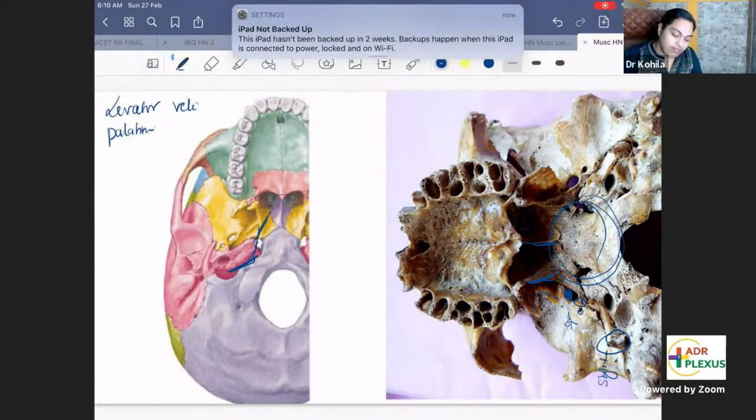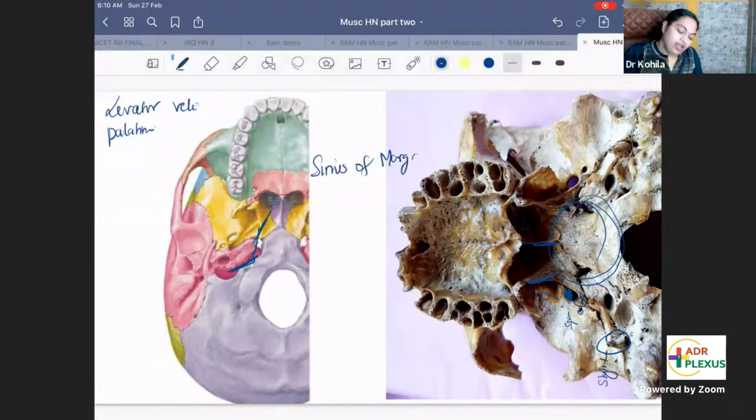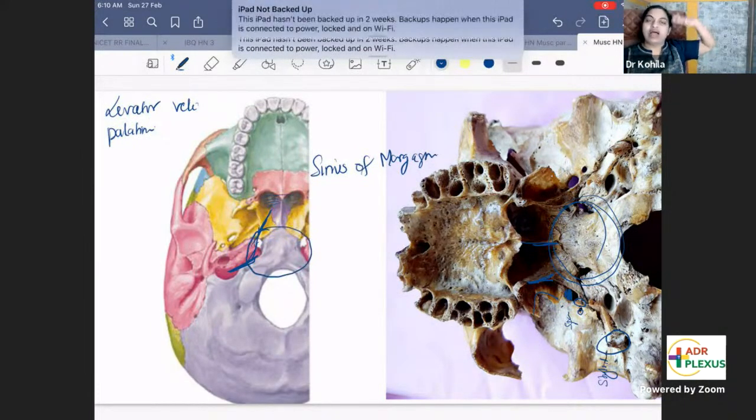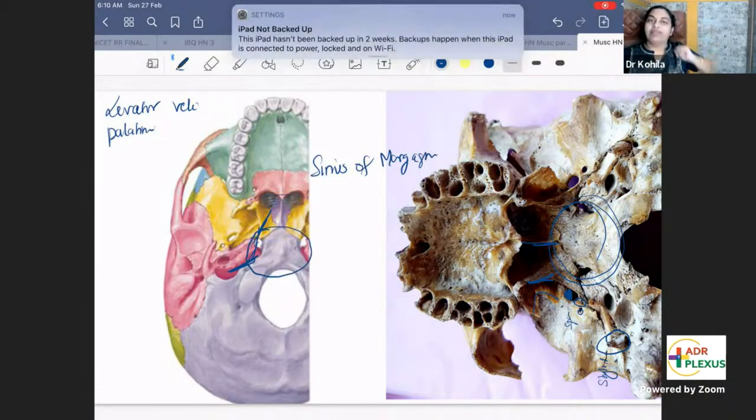But before that, it passes through a gap in the upper part of the pharynx called the sinus of Morgagni. I told you behind the soft palate is the pharynx. So above the superior constrictor and the base of the skull, you have a gap that's called the sinus of Morgagni.